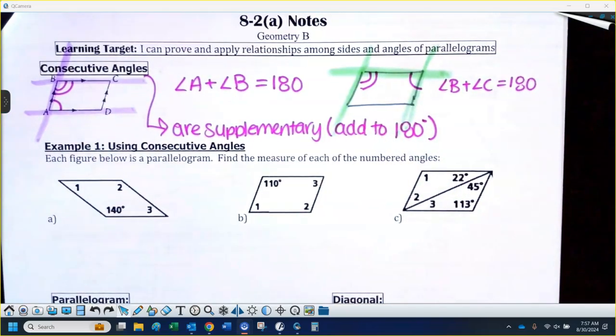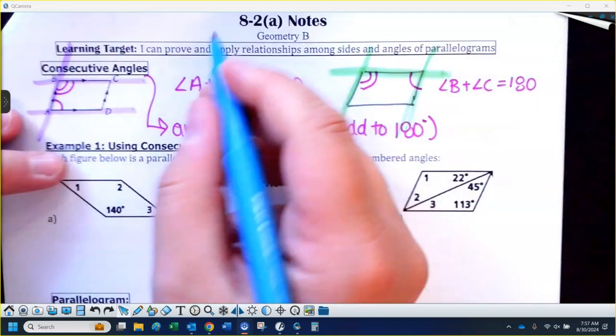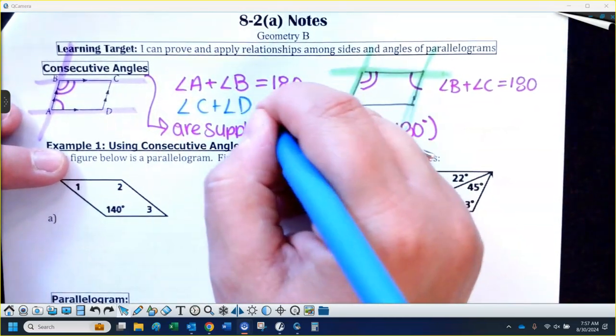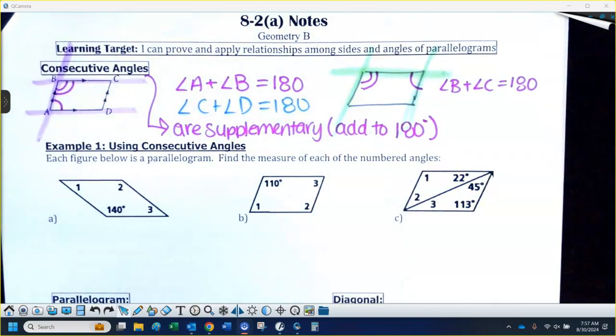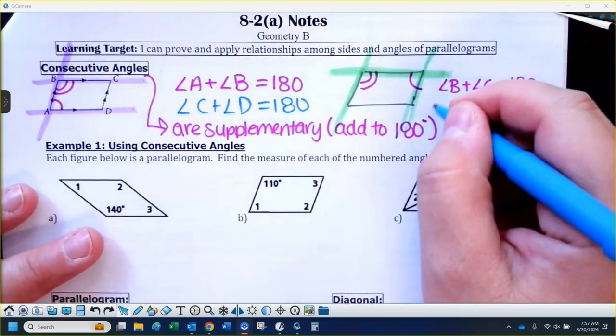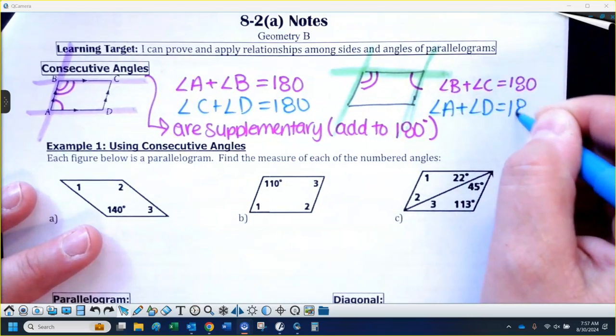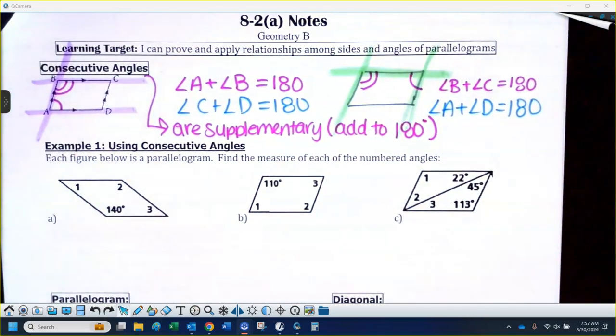Alright, so I wrote that for a couple more. You can write that for a couple more in that diagram as well. You could say angle C and angle D, that's another set of consecutive angles. Those would add up to 180. And I can also make that argument for angle A and angle D, all in that diagram, they add up to 180. Now, how does that help us if we're doing a problem?